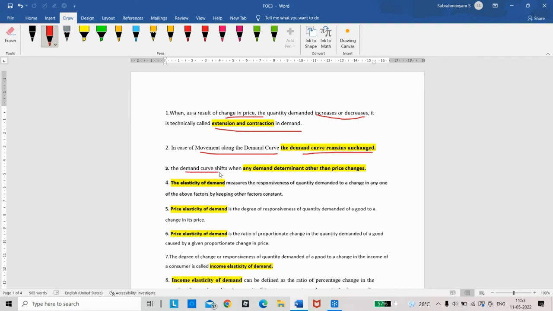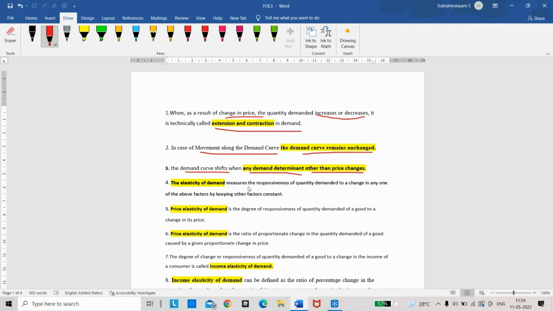Shifts in the demand curve are due to demand determinants other than price changes. Demand determinants means change in the price of other related goods, change in the income level.